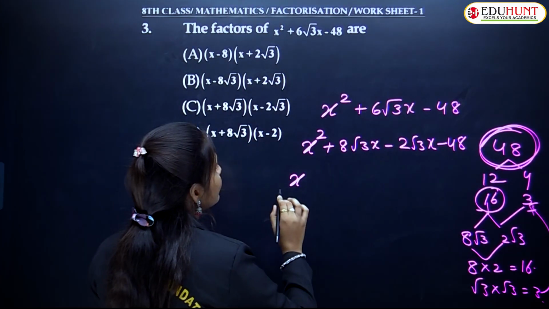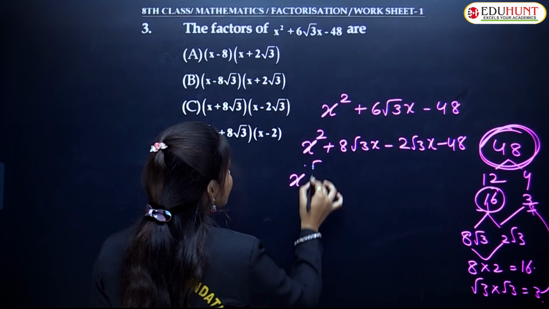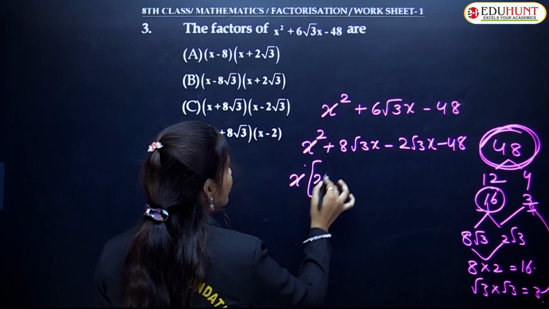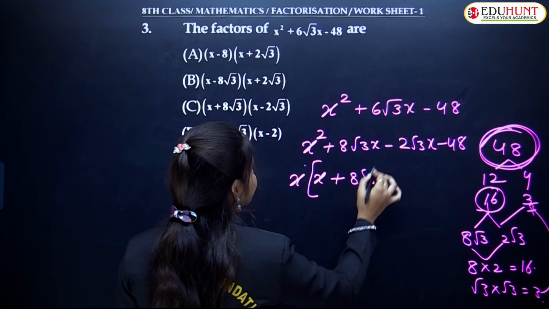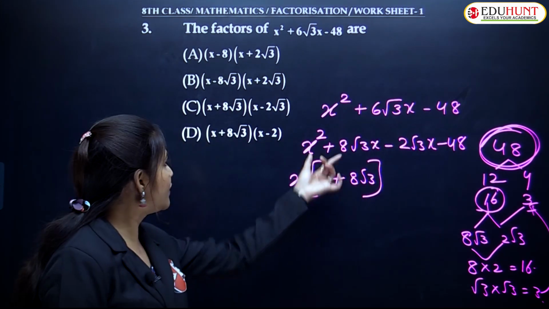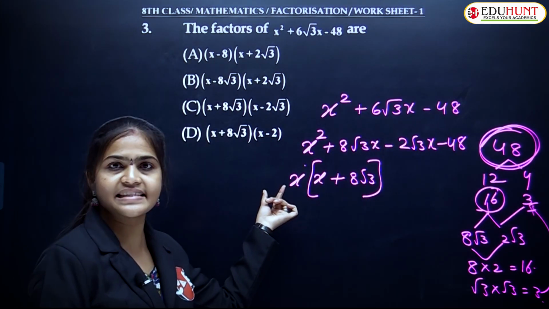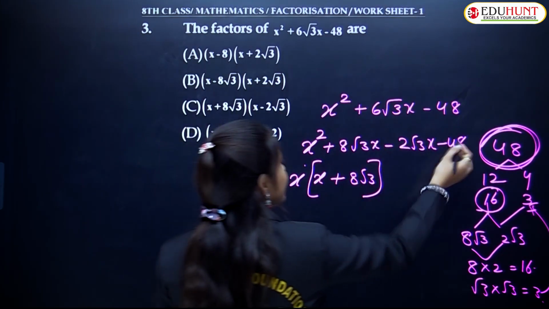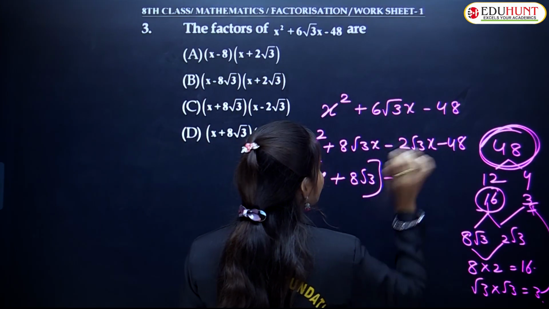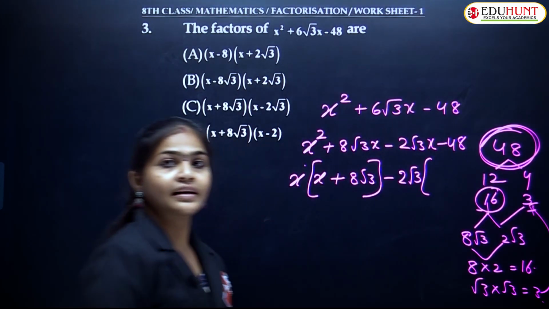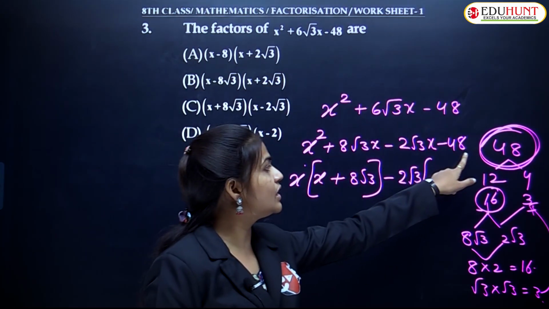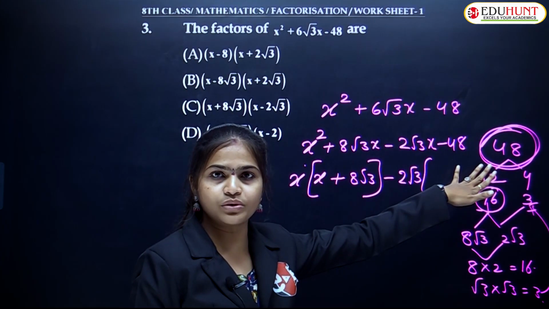See here, from these two terms, we can take x as common. The leftover is x plus 8 root 3. Understand? From the first two terms, we took x as common. From the next two terms, here we can take 2 root 3 as common. Here you may get the doubt: madam, root 3 is not there, no? Then how will we take root 3 as common?